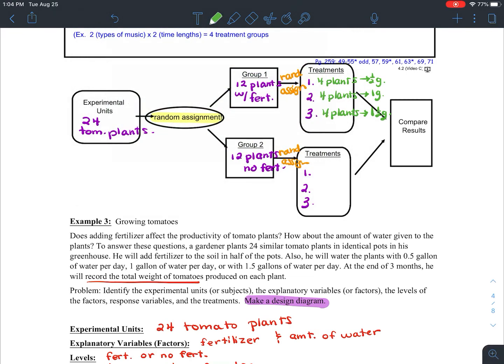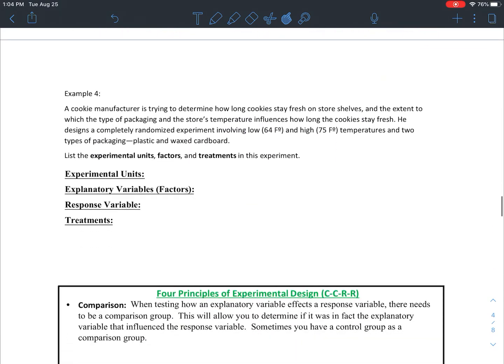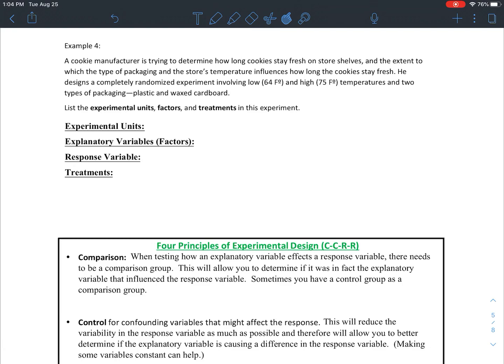Okay, and then down here we can spell out what these 3 treatment groups would look like in the no fertilizer group. Okay, same thing, 4 plants, each of the 4 plants are getting a different amount of water. Okay, but these are in the no fertilizer group. Okay, and at the very, very end of your experiment, you would then compare all 6 treatment groups and see if you can draw any conclusion with whether fertilizer plays a role, with whether the amount of water plays a role in how the plants grow and what their weight would be.